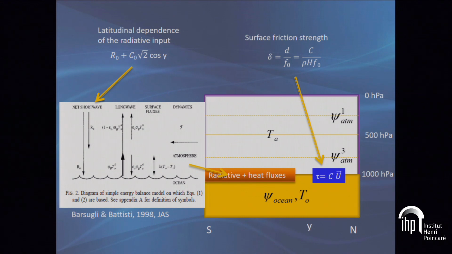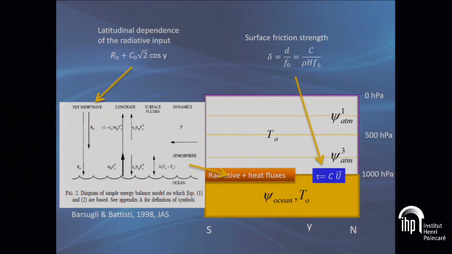There are two very important physical ingredients that were incorporated in the model. Here you have a vertical slice of the model: the two atmospheric layers and the ocean layer. We integrate the vorticity equation in the two layers, and you also have an equation for the temperature at the interface between these two layers. For the ocean, you also have a vorticity equation for the stream function, and the temperature is considered as a passive scalar.